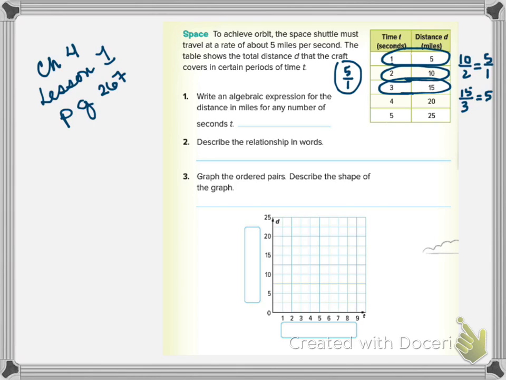And so in order to get from the time to the distance, we look at what's happening. And hopefully you can spot that we are multiplying there, and that we are multiplying by 5. So the expression is that you take 5 times the number of seconds to get the distance. Now you're asked in number 2 to put that into words, and that is what we just said there. So you're looking at that relationship, and the distance is 5 times the number of seconds.